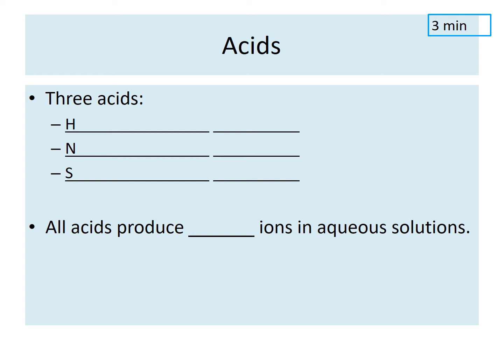Okay, what did you write for the first one? We've got 3 acids. The first one begins with H, hydrochloric acid. If you got that one, well done. Next acid begins with N. We've got nitric acid. And then the third one begins with S, and that one was, of course, sulfuric acid. And then the sentence at the bottom, all acids produce H plus ions in aqueous solutions.